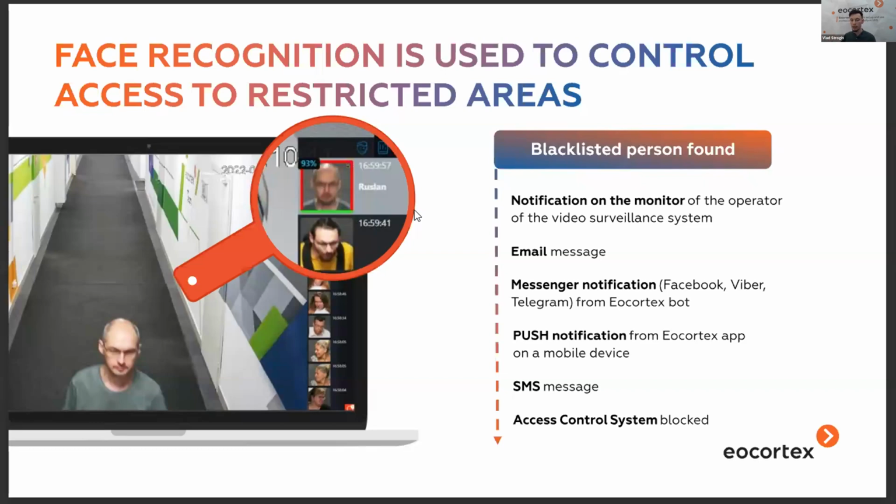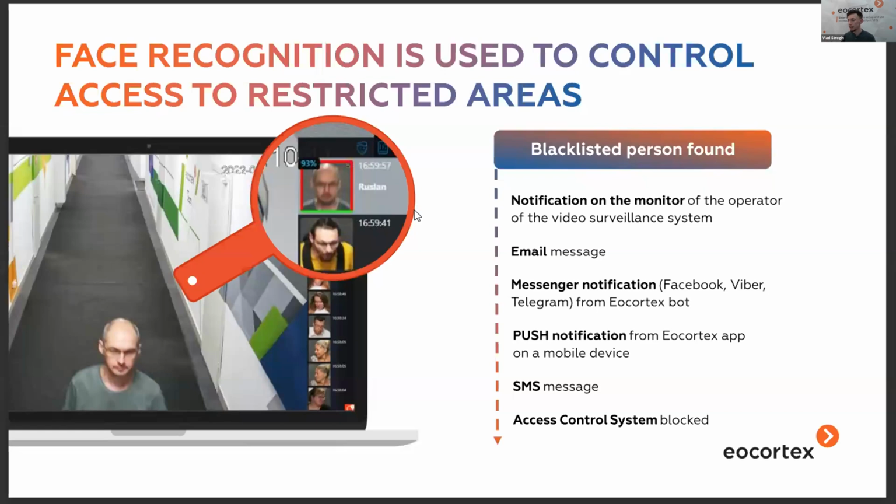Then you may receive a notification on the monitor of the operator who uses the video surveillance system with Eocortex, like an alarm monitor or alarm cell. Then you also may set an email message. So you will be notified by email when, for example, you are a manager of some store or office and you need to know what happens in your location.